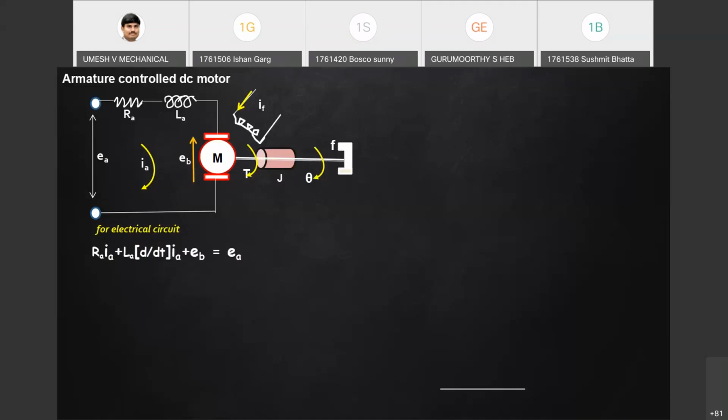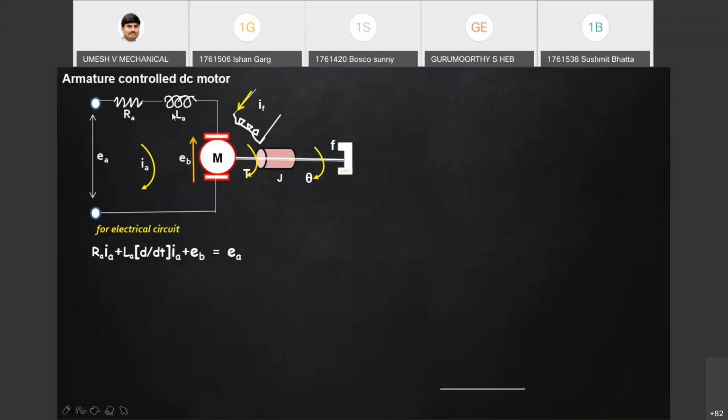For an electrical circuit, as you know, the given voltage we have to equate to the voltage across the resistor, the voltage across the inductance, and of course this back EMF is also to be taken. All these voltages are taken in opposite direction to the applied voltage EA or VA. What are those voltage drops? One is across the resistor, that is V is equal to IR.